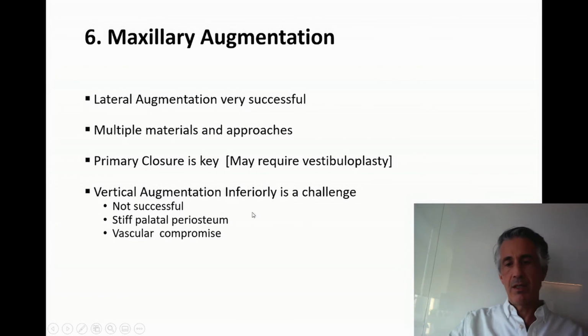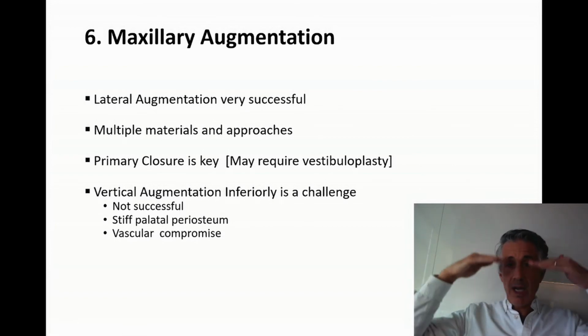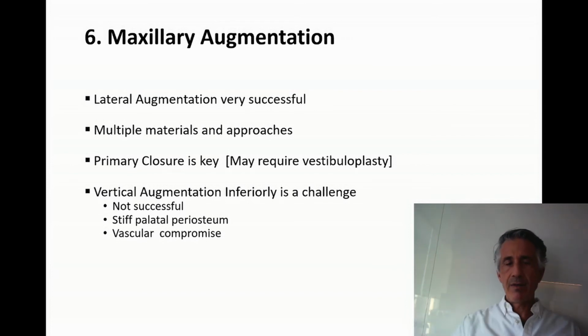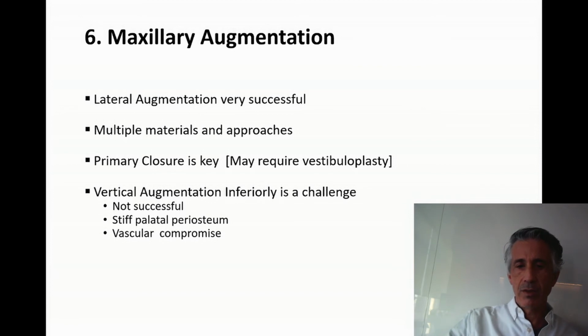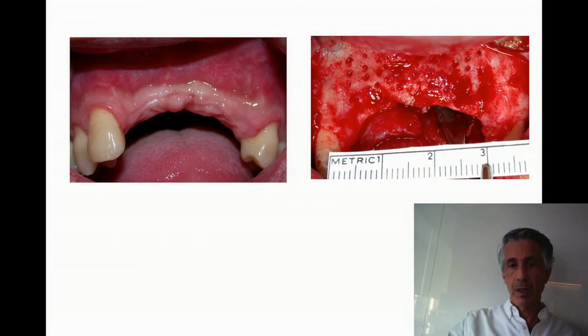Vertical augmentation. So going from the ridge up is easy, and that's a sinus lift. Going from the ridge down inferiorly is very hard. The tissues aren't flexible. Sometimes we have to do vestibuloplasties. You compromise the tissue as you push it down. So vertical augmentation of the maxilla inferior to the ridge is hard.